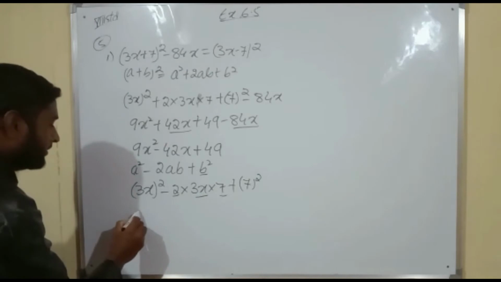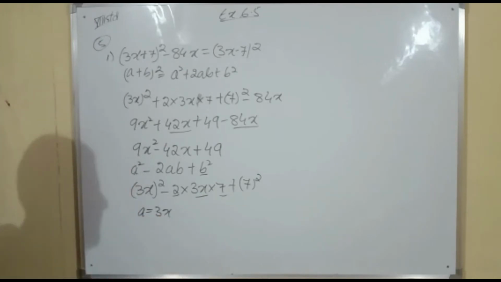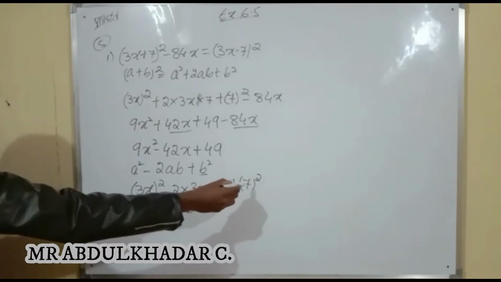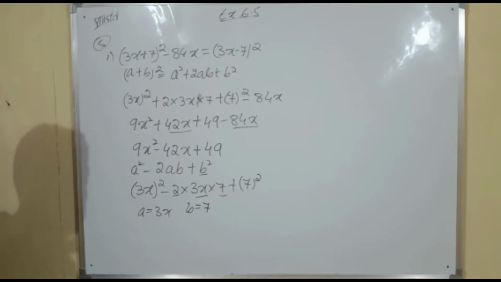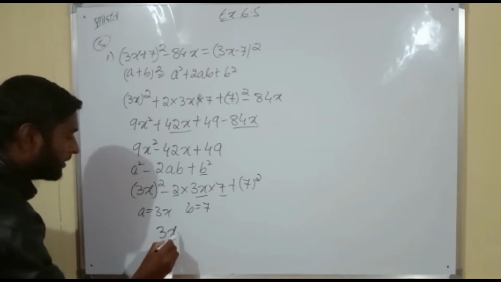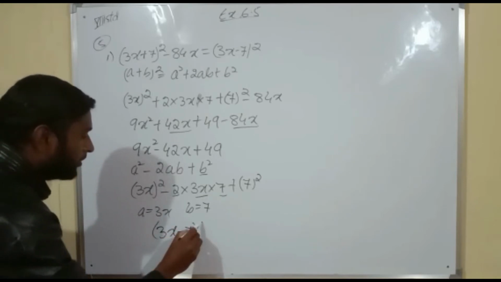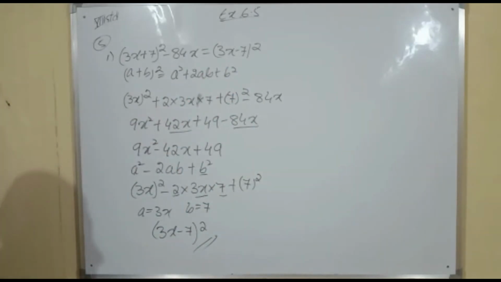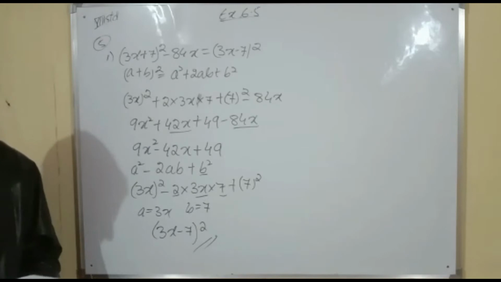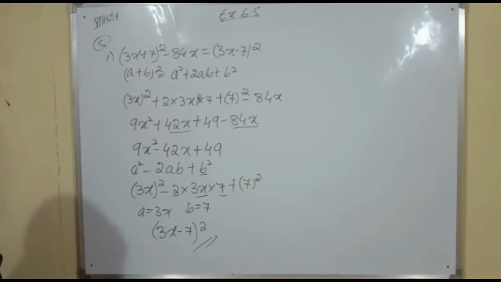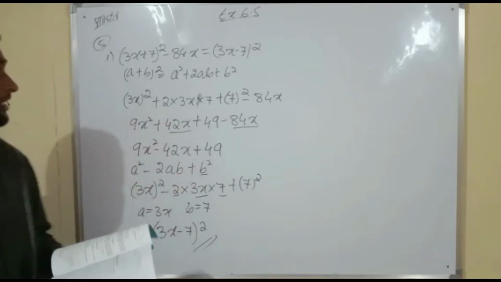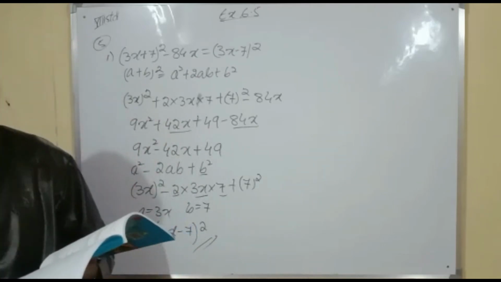What is the a here? a means 3x here, isn't it? b means 7, so I can write this expansion in the form (a minus b) whole square, that is (3x minus 7) whole square. That is what we had to prove on the right hand side. Okay, that is the first one. The second sum is given as homework. It is easy, you can do it in the same way. It is in the same pattern, you can try at home.